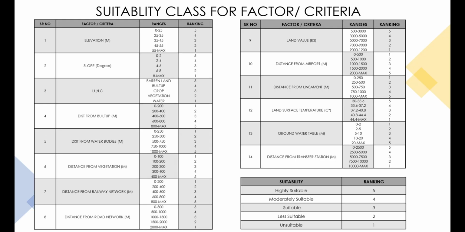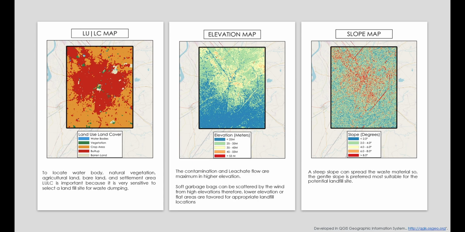The criteria are then divided into 5 classes and are assigned scores between 1 and 5, in which 5 indicates highly suitable, 4 indicates moderately suitable, 3 indicates suitable, 2 indicates less suitable, and 1 indicates unsuitable. For this study, individual subclass thematic raster maps were prepared for individual criteria.